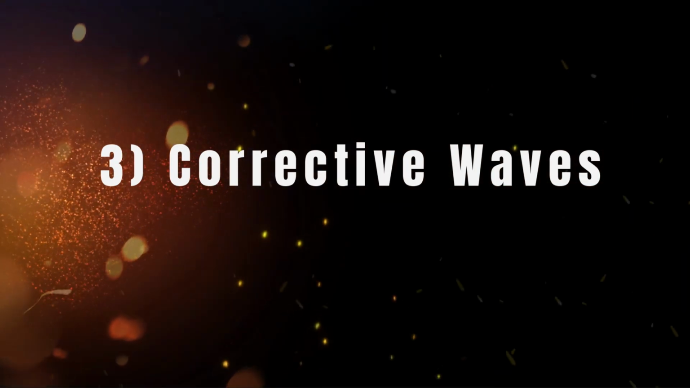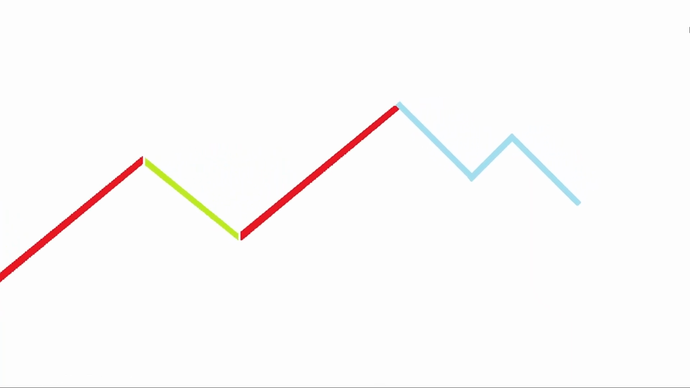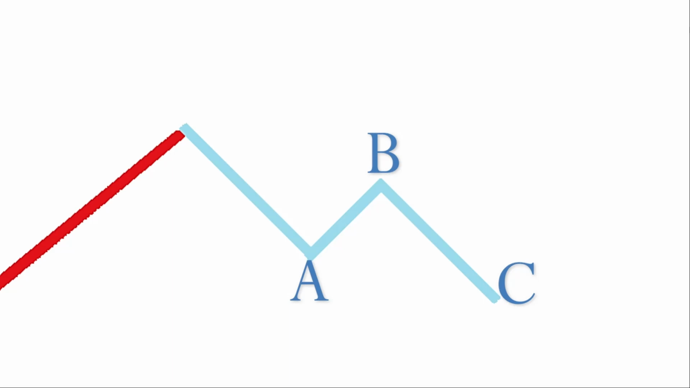Corrective waves, also called diagonal waves, consist of 3 or a combination of 3, ABC, as we mentioned. These waves are corrective waves to the main trend. The market and most of the buyers or sellers are being exhausted at these levels and take a breath before deciding to enter the market again.